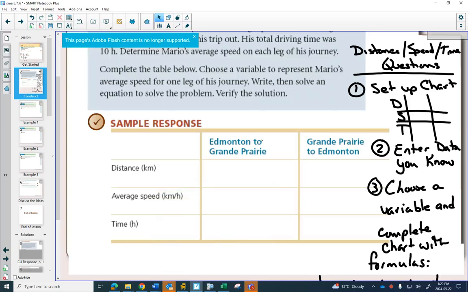In 7.6, we're going to do a bunch of applications, and each application has a nice systematic way that you can set it up that will help you solve it a little bit easier. So the first question that we're going to look at, I call distance, speed, time questions, because they involve distance, speed, and you guessed it, time.